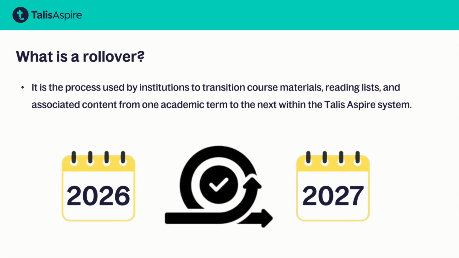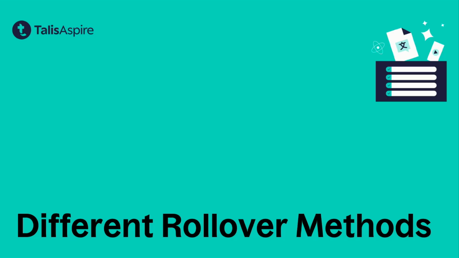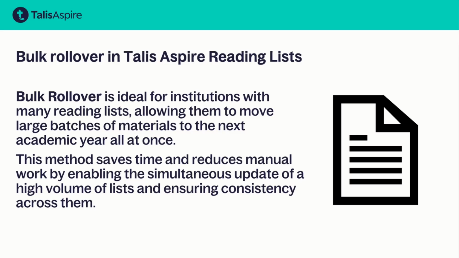And there are a couple of different ways that you're able to do that. So the first of those is bulk rollover, and for the vast majority of people on the call, bulk rollover will be the thing that you are focused on. Bulk rollover is by far and away the more common way to do this, and for some of you, if you've been using Talis Aspire for a while, you might remember that bulk rollover was once upon a time the only way that was available to roll over within the system.